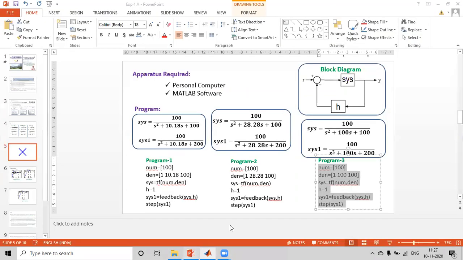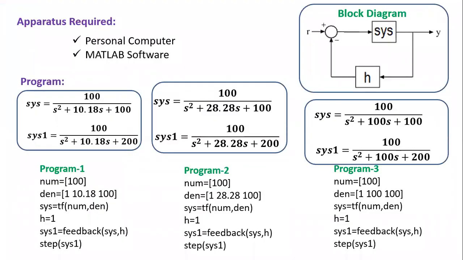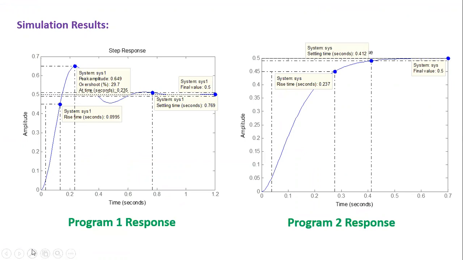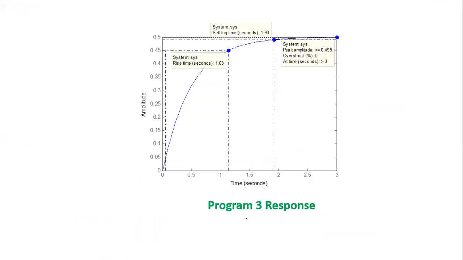Right. And coming to the programming for the other waveforms, after entering the program, we are getting the values, that is the output. The output will be like this, the first program response. For the first program, we are checking the rise time, peak amplitude, overshoot, settling time, final value. And this is the second program response. And this is the third program response. Right, we checked all the transient and also the steady state parameters. And now coming to the conclusion.